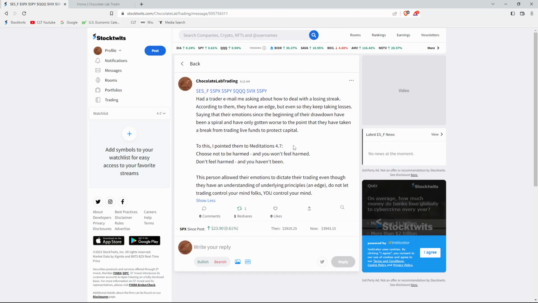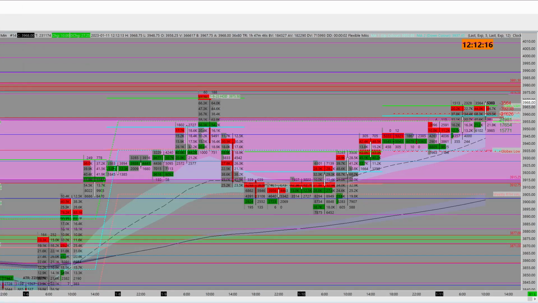To this, I pointed them to Meditations, right, by Marcus Aurelius, book 4:7. It's choose not to be harmed and you won't feel harmed. Don't feel harmed and you haven't been. This person allowed their emotions to dictate their trading, even though they have an understanding of underlying principles, right? An edge. Do not allow trading to control your mind, folks. You control your mind. I thought that was worth sharing.